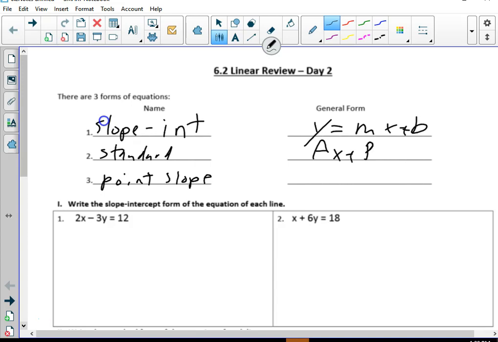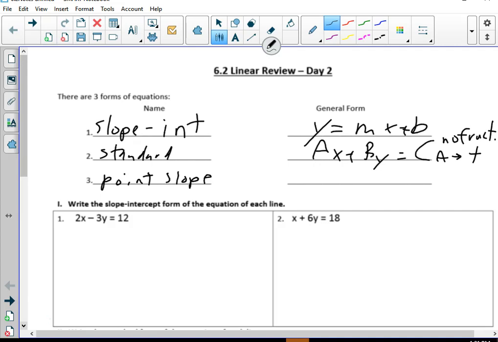ax plus by equals c is standard form. Now, there's two stipulations here. Okay? We don't want fractions. Okay, decimal, same thing. Okay? And a has to be positive. We don't want a to be negative. Okay? A must be positive. So if you have to move it to the other side to keep it positive, you move everything.